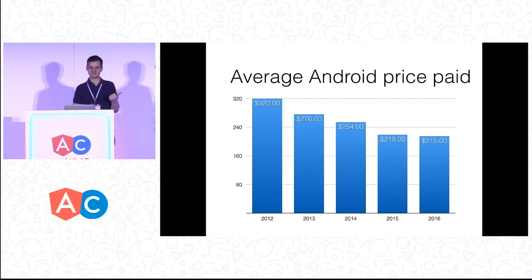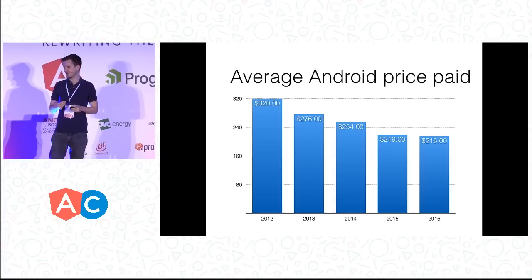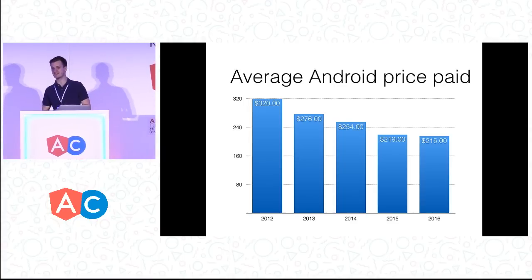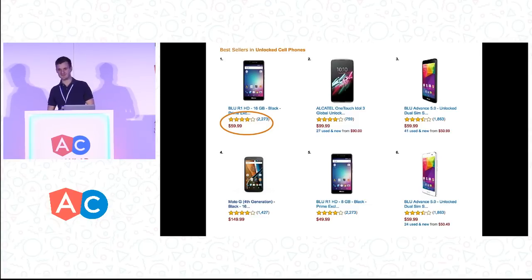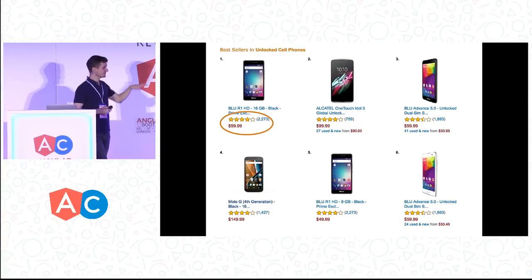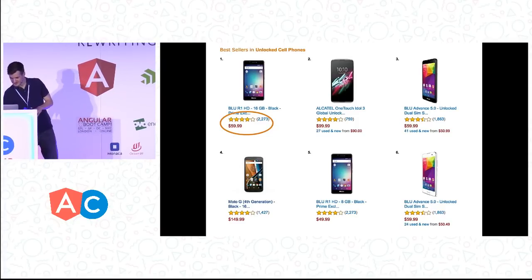This is the average price people pay for an Android smartphone around the world, and you can see in 2016 it's $215. If you go and have a look at the best sellers on Amazon.com, you can see a $60 phone is the best-selling device. All of the top 6 on this page are, I believe, under $100.